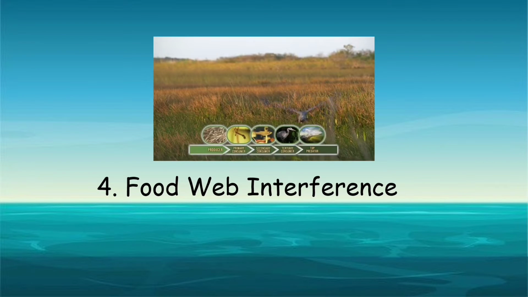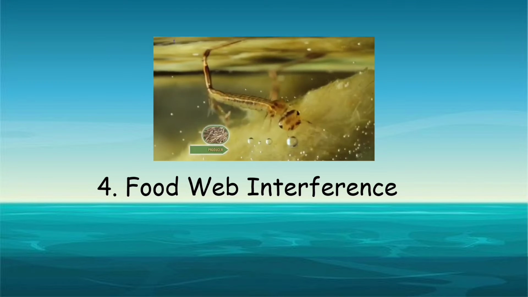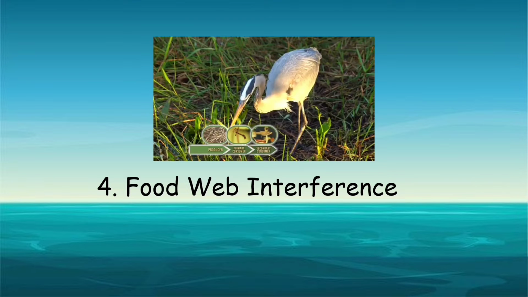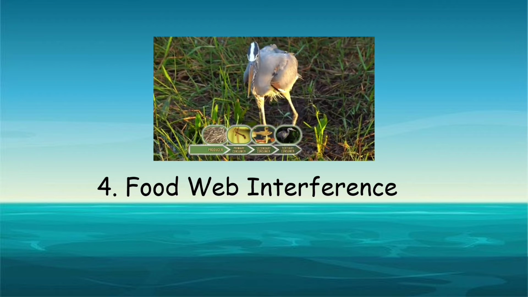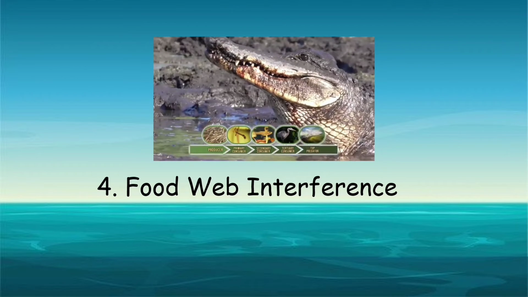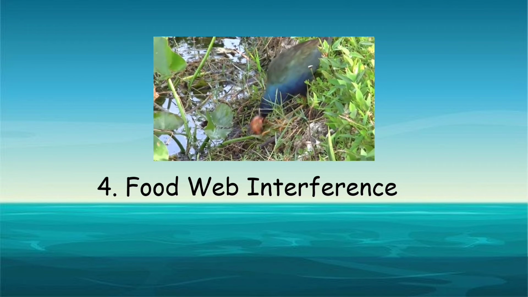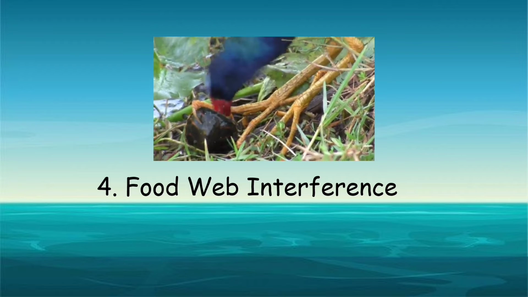Number 4, food web interference. Pwedeng maging cause ng pagkawala or pagkamatay ng mga halaman or ng mga animals na nasa ocean. Pag may ocean acidification, pag naging extinct daw yung mga organism, yung mga nakadepende doon such as people and other animals will also be affected or threatened.